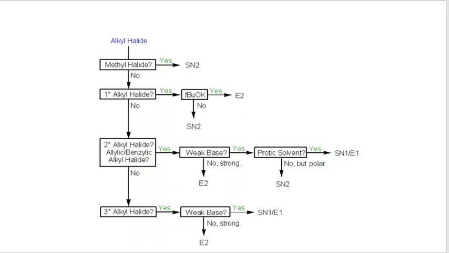So if you're looking at your alkyl halide or your alkyl group bonded to whatever leaving group you have, if that alkyl group is just a methyl, in other words, a CH3, then you're going to get an SN2 reaction. You can't get an elimination reaction because there's only one carbon there.